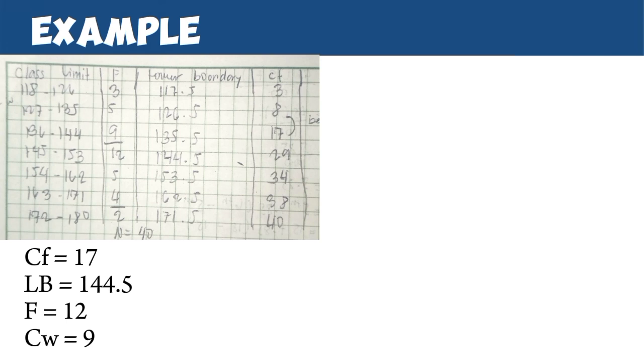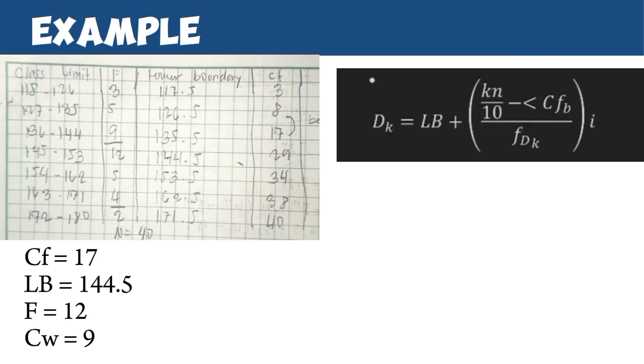144.5. Next, frequency. So the frequency is 12 because the lower boundary is 144.5. So the line of 144.5 is 12. So the frequency is 12. So the class width is 9 because 145 minus 136 is equals to 9. Now we were gonna find the value of decile 6.